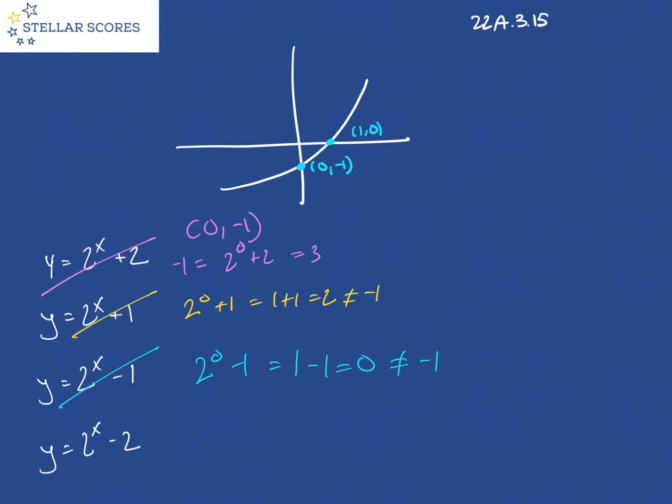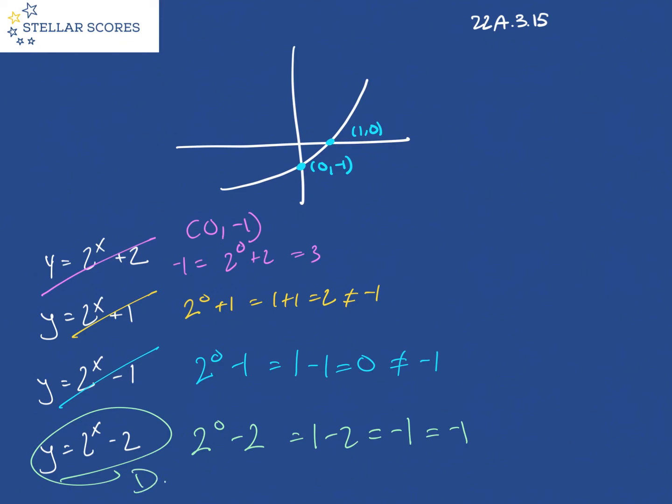I hope this last one works. Let's try it. So 2 to the 0 minus 2, so that's going to be 1 minus 2, which is equal to -1. And that is equal, obviously, so the -1 is equal to the -1. This equation works. It's the only one that works with that point. So answer D is the right choice.